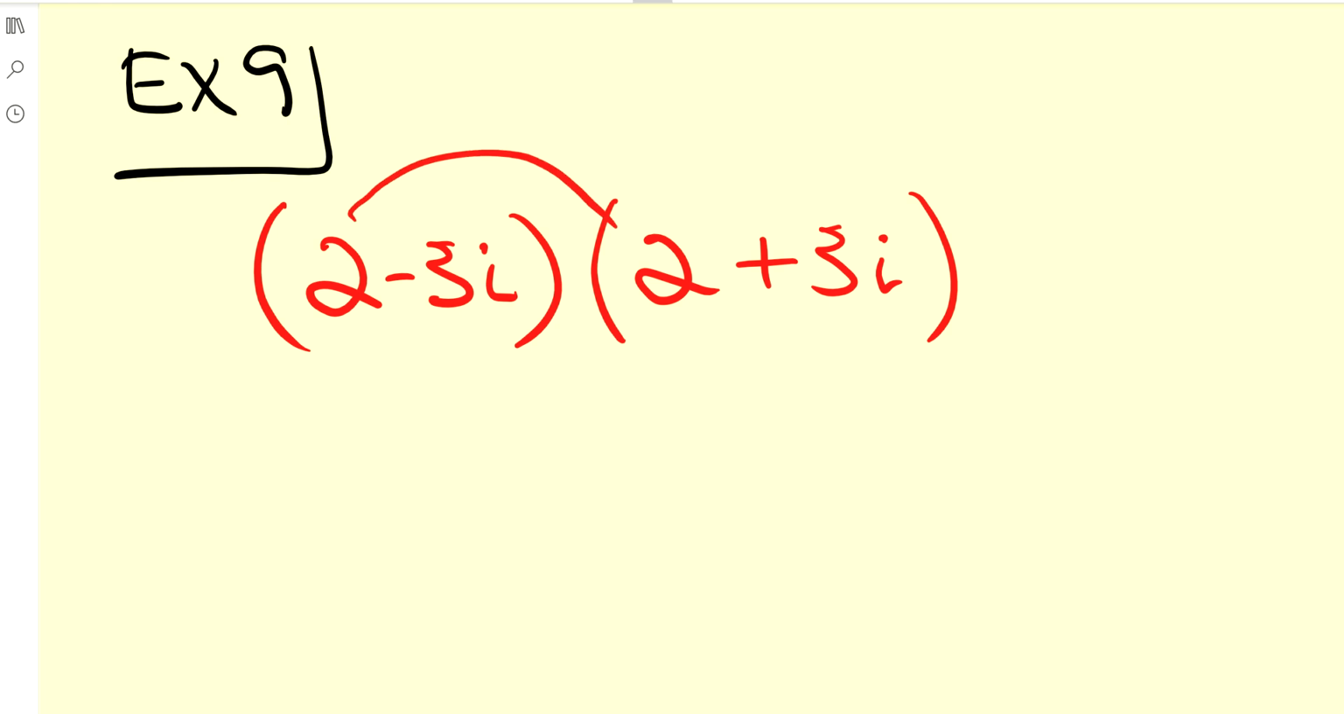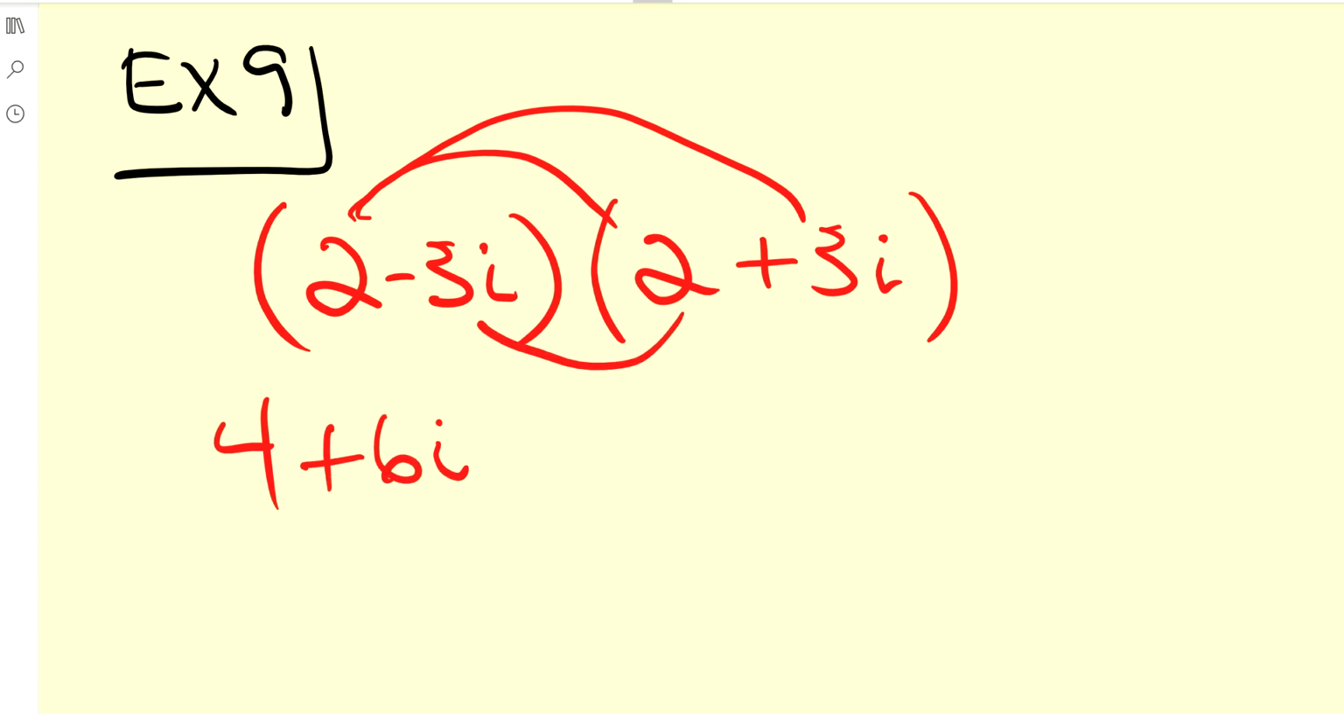2 times 2 is 4. 2 times 3i is positive 6i. Look at the inside: 2 times -3i is -6i. And last is -3i times 3i, which is -9i squared. But again, we know i squared is -1, so -1 times -9 is positive 9. That I can add to that 4, and it gives me 13.